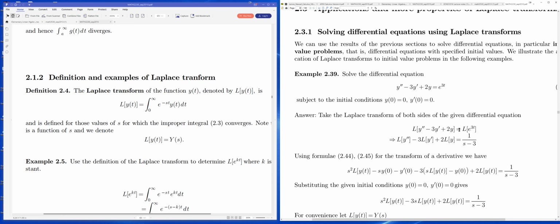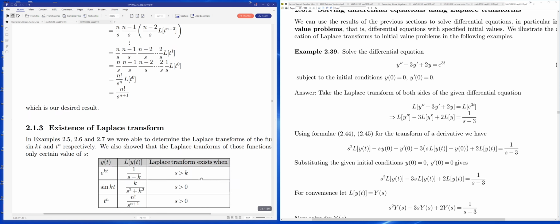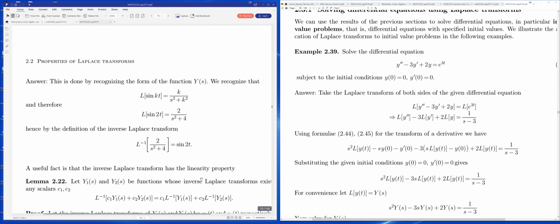And I also need to take Laplace of the right-hand side. In this case, this is easy. This is just going to come from a table, and Laplace of an exponential e to the 3t is 1 over s minus 3. So far I have this here. And now I use my formula for Laplace of derivatives.